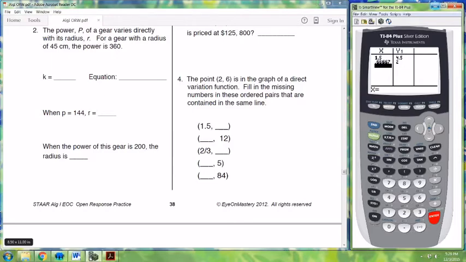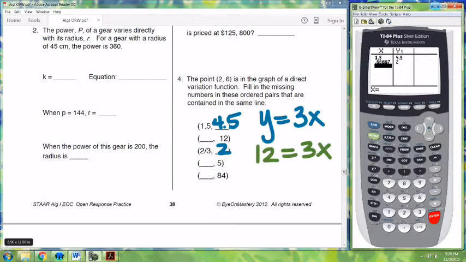So for example, we've already found 1.5 is equal to 4.5. And then we found 2/3 was equal to 2. Earlier, one of the other was in the list as well. So remember, our equation was y equals 3x. So if I want to know what the x is when y is equal to 12, then I'm just going to write 12 equals 3x, and I divide by 3. And we know that 12 divided by 3 is 4. Okay, so you should be able to fill in the others doing that method as well.